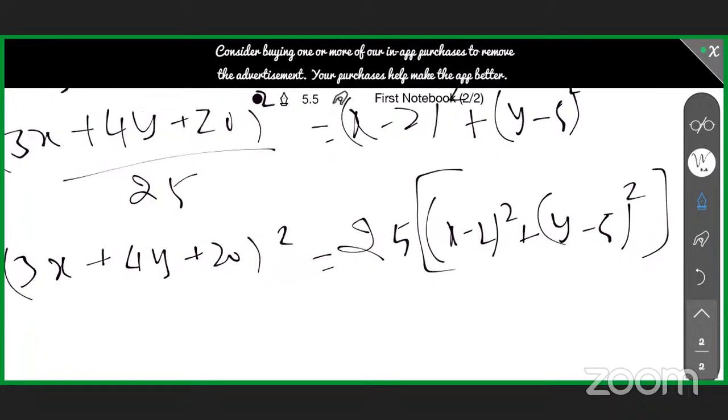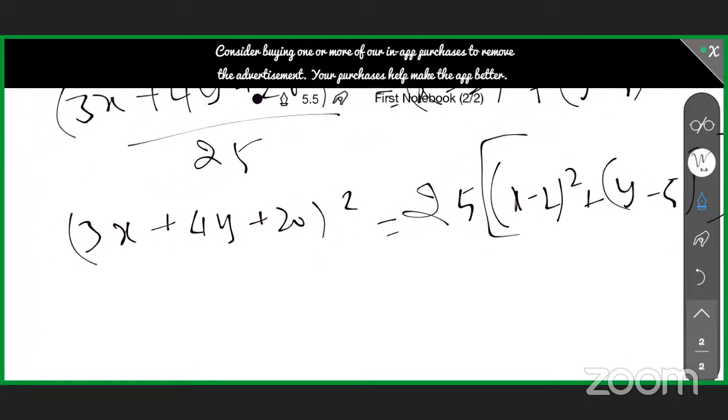Now next one, a plus b plus c whole square formula. What is the formula for a plus b plus c whole square? It is a square plus b square plus c square plus 2 into ab plus bc plus ca. That is the formula for a plus b plus c whole square.